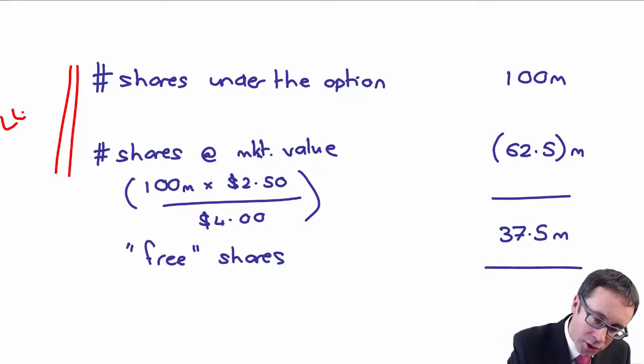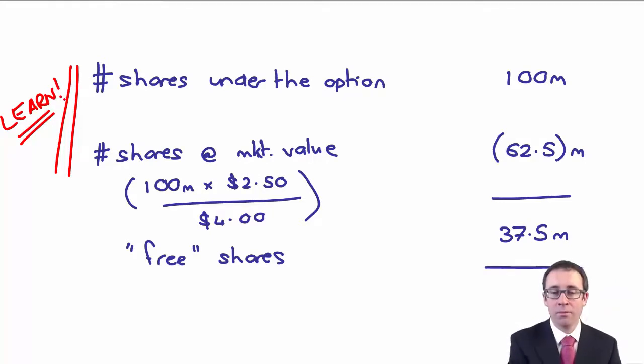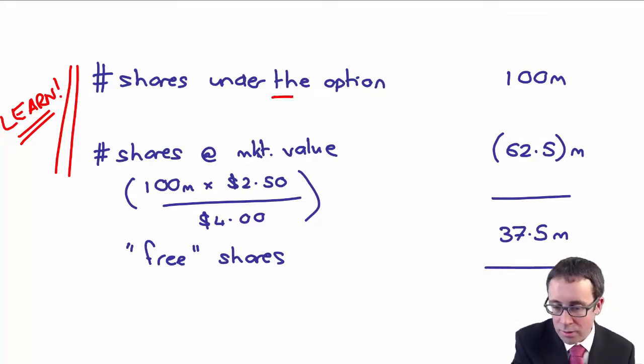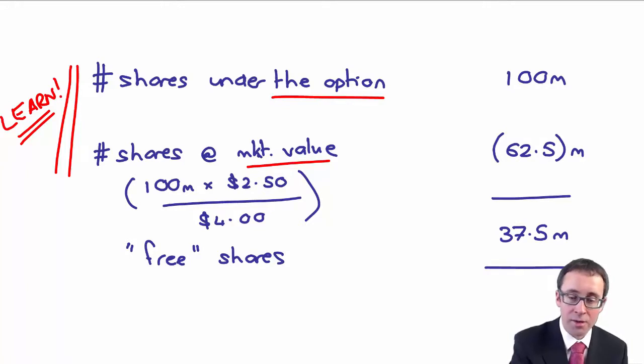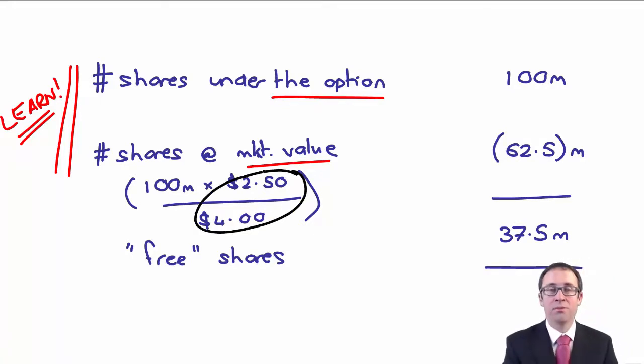So therefore I would ensure that you learn the pro forma. So it's the number under the option compared to the number at the market value. There's an easy way to remember how to work out the number of shares at the market value. You just take the number of shares under the option and multiply by the smaller divided by the larger share price. Okay, if you do that, you're not going to go too far wrong.